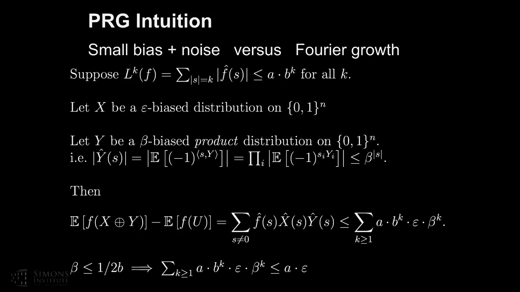So now if you run F on the XOR of the small bias space and the noise distribution, again, we have a very nice expression in terms of the Fourier transform. And now we can substitute in these bounds. If the bias of the noise is smaller than 1 over the base of the Fourier growth, then we just get the same expression as we had before, just this A times the bias of the Fourier thing. OK, cool. So we see that taking a small bias space, adding some noise, produces a pseudorandom distribution for functions with small Fourier growth. Is this useful? Well, sort of, because the problem is that this noise is very high entropy.